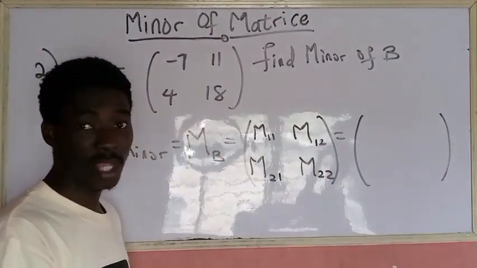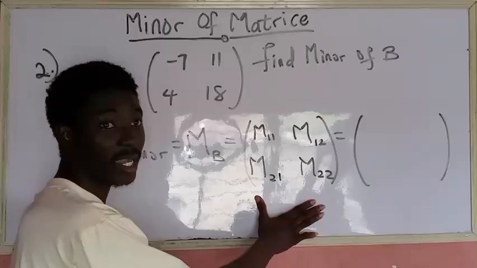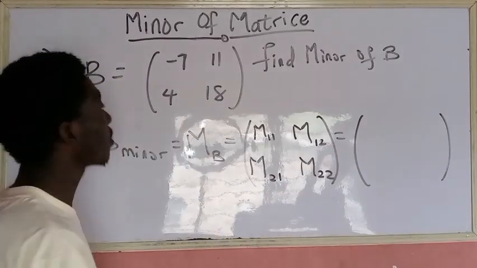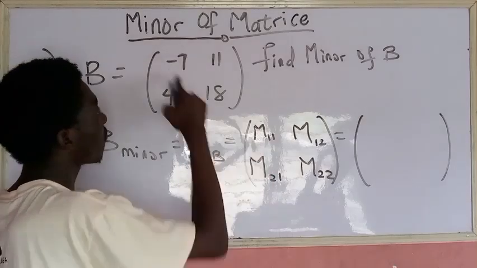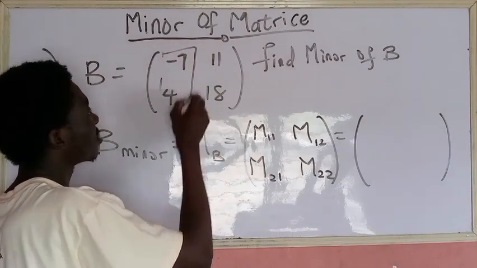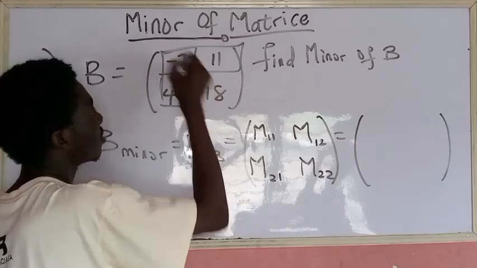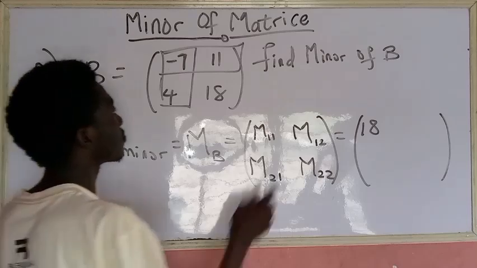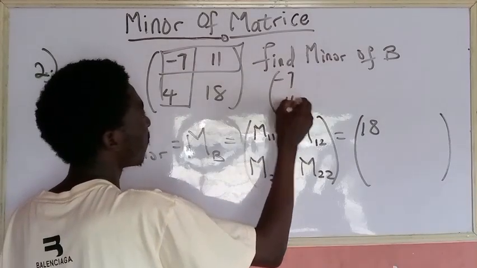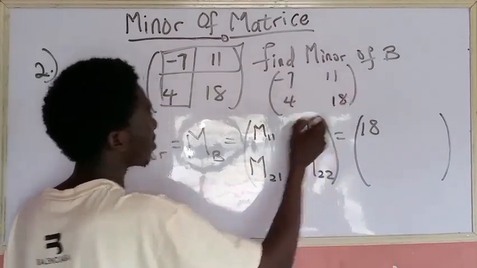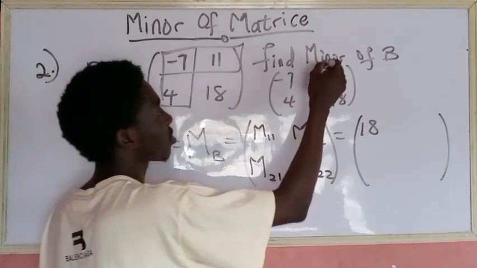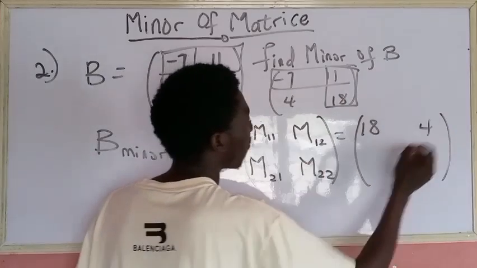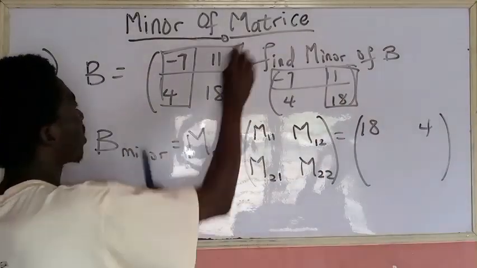From now on, I'll be using this particular write-up first before I write my answer. So let's check out the minors. For 7, the minor of this position will cover this and cover this. So I'm left with 18. Good. That's my answer to that. Next one: minus 7, 4, 11, and 18. For 11, cover this position, cover this position. I'm left with a 4. Good. So I'll be cleaning this off.